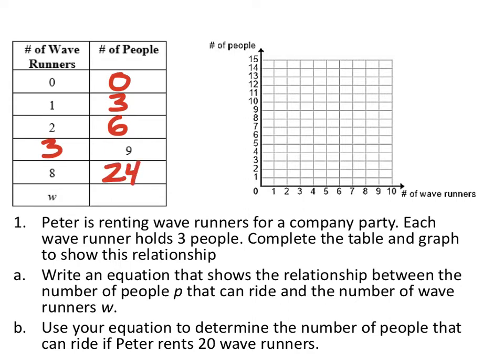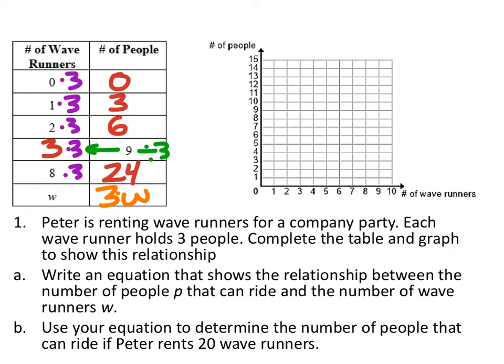So the last part right here is just to help us to figure out kind of how the equation is going to work. Well, what do we do to all these values? We just multiplied them by 3 to figure out the corresponding number of people that we needed. Now, of course, you'd say, well, the 9, you divided it by 3. That's correct, because in that case, we're going from people to wave runners. But this one's showing wave runners, right? So how many people can ride if you rent any number of wave runners, specifically W number of wave runners? Well, you just take that number and multiply it by 3, whatever it is, and then you'd figure out how many people could ride on the wave runners.